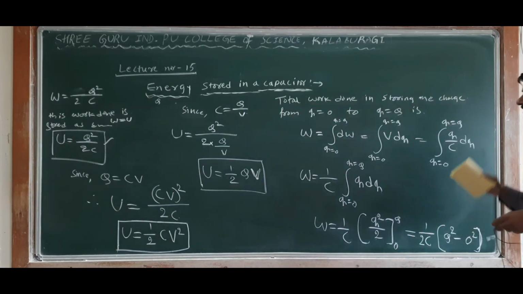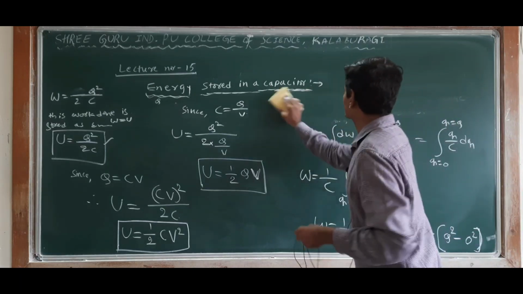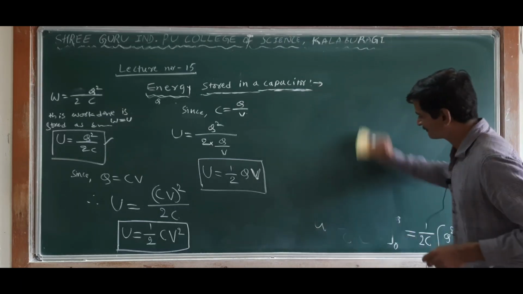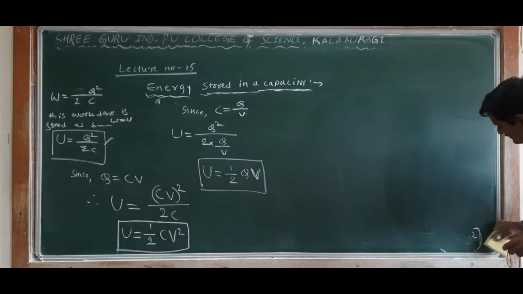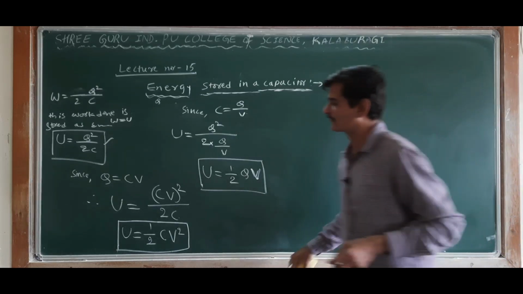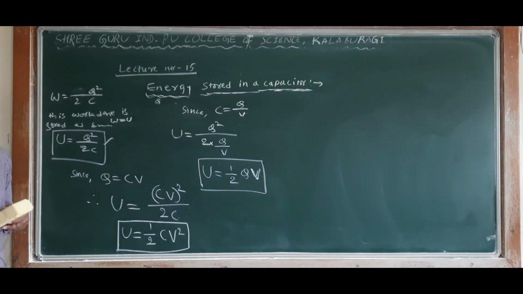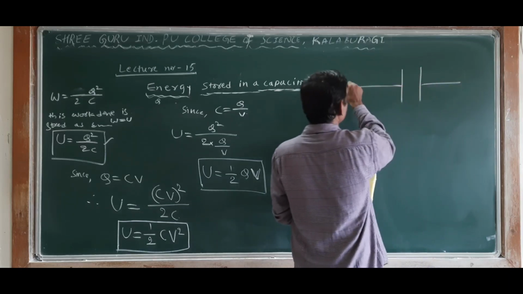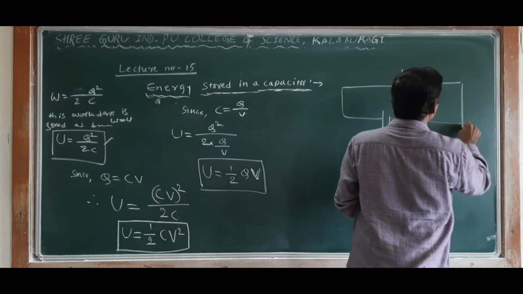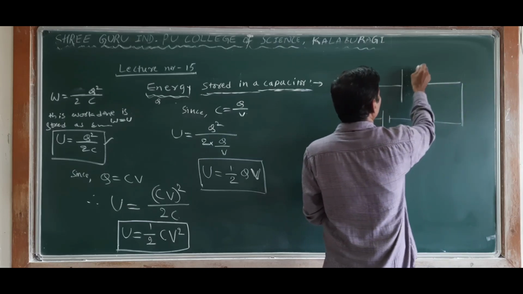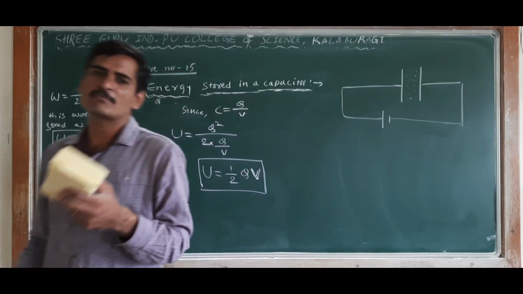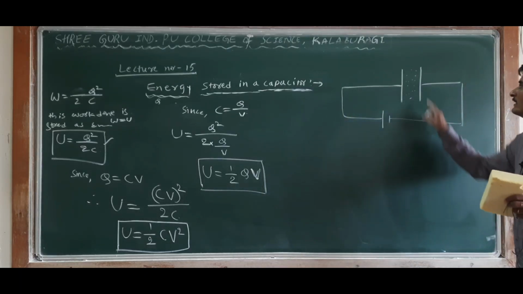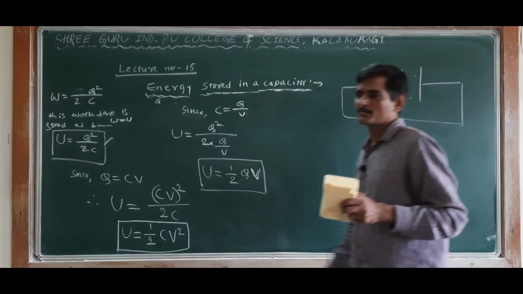Understood? Further, the energy stored per unit volume. So consider a parallel plate capacitor. This energy is stored in between the plates of the capacitor, in the form of electric field. Here, where this energy is stored, you should also understand that the energy is stored in between the plates of the capacitor in the form of electric field.